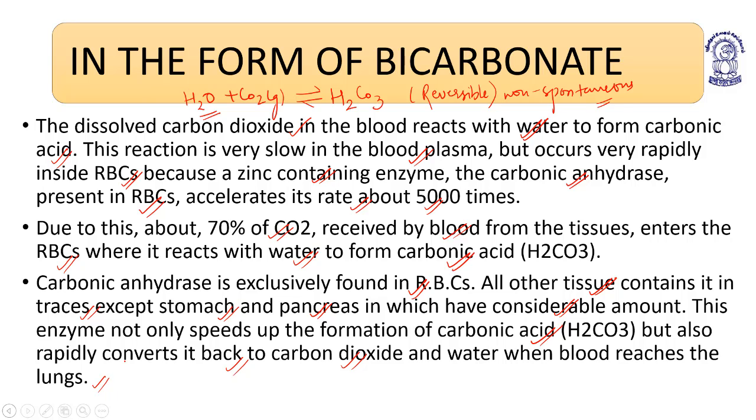So carbonic anhydrase is exclusively found in RBCs. All the other tissues contain it in traces except stomach and pancreas, where it is present in considerable amount. This enzyme not only speeds up the formation of carbonic acid but also rapidly converts it back to CO2 and water when the blood reaches the lungs.